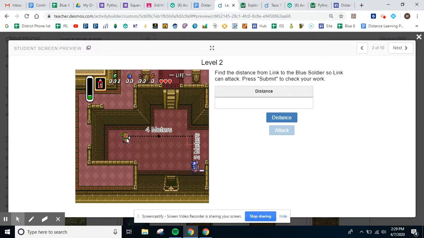From here you can see the distance from Link to this bad guy. The straight distance is straight across this way. This time they're not giving me coordinates, they're literally giving me the movements. So it's 4 meters this way, 2 meters this way. We're looking for that line from here to here, right? So we're looking for the hypotenuse. So that's what we're doing.